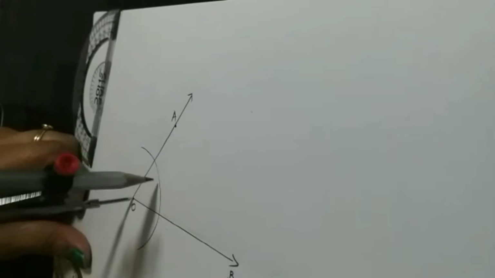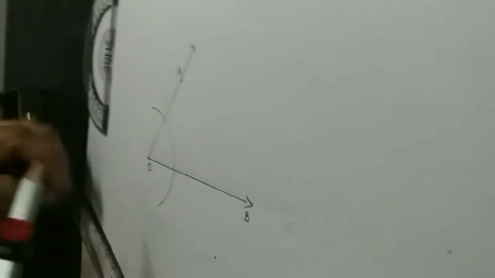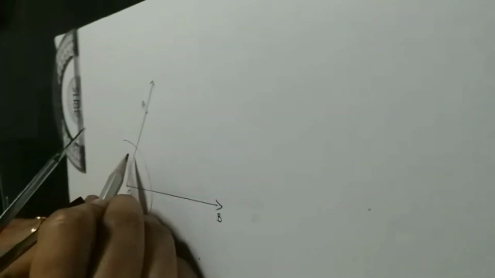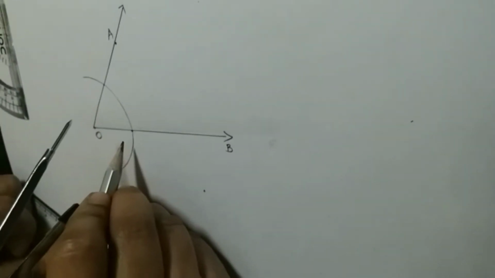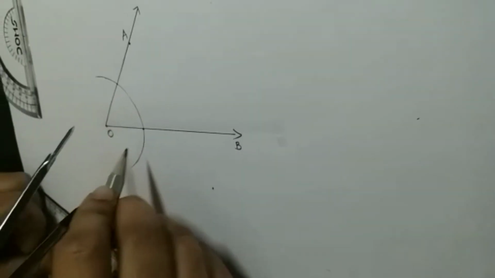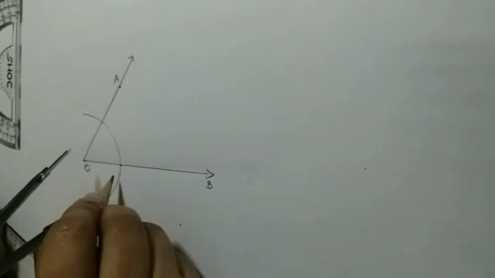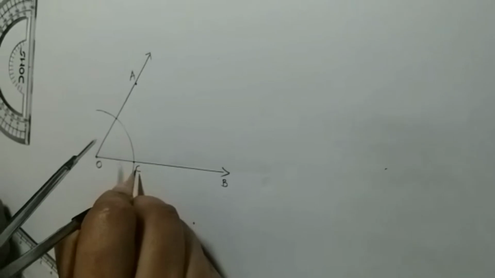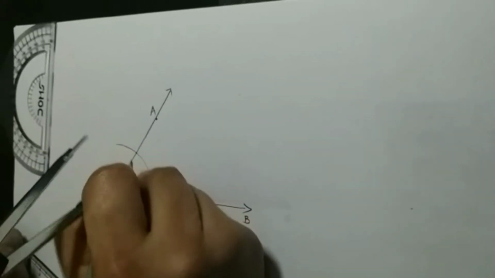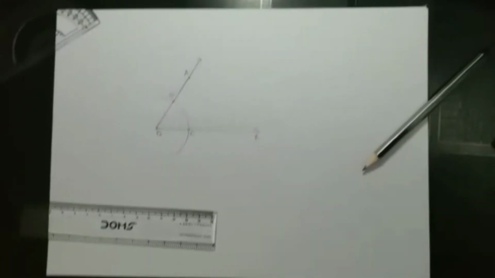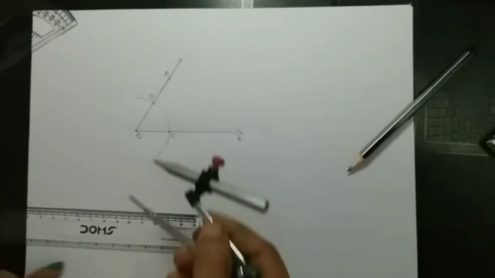Here I got two intersecting points. This is one point and this is my other point. There are 2 points I got when I drew an arc. This point I am marking as C. This point I am marking as D. So now we have points C and D here.